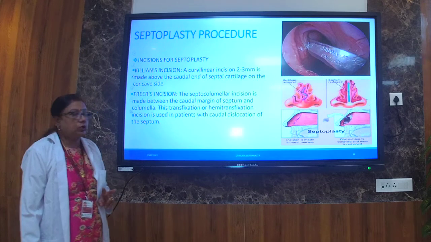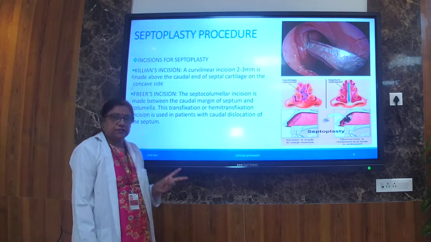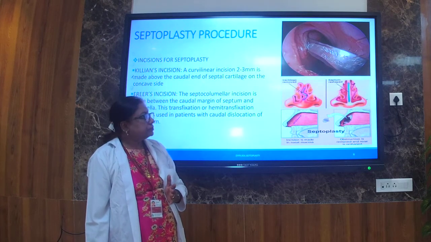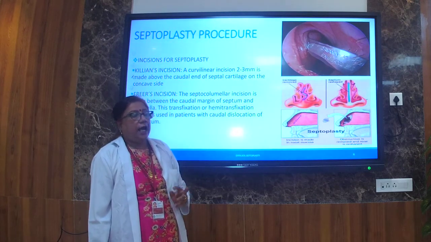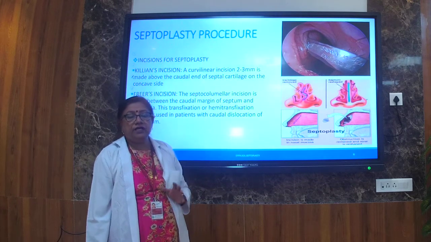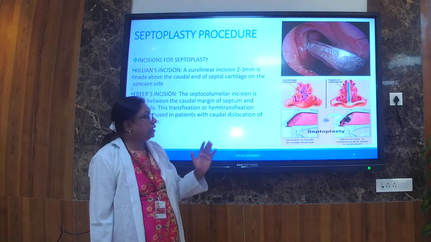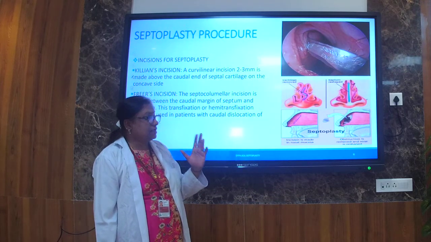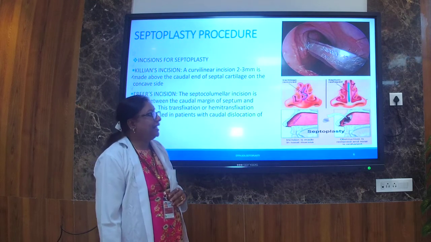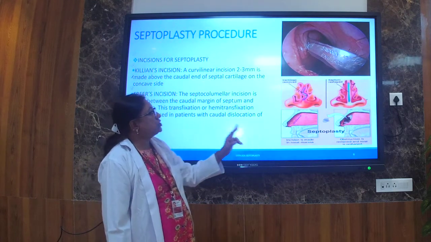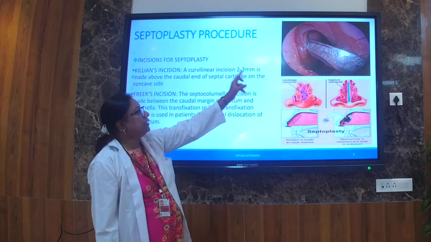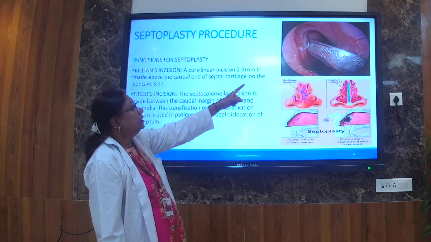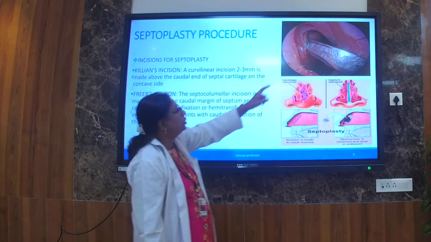So there are two types of incision, that is Freer's incision. There are many types of incision, but what we use is Freer's incision. And if there is a deviation around the posterior region also, and if we have to do an SMR, then we have to go for Killian's incision. Now if you see in this picture, the upper one is an endoscopic picture which is showing the incision, the Freer's incision is taken from up to down.